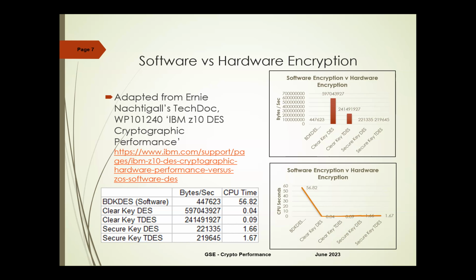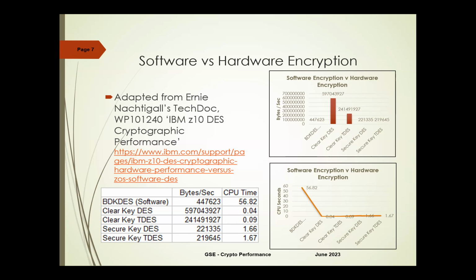And when he did that using the hardware, he went from 500,000 bytes a second to almost 600 million bytes a second. Tremendous improvement. And the CPU usage dropped from a CPU minute to almost nothing. It only took a couple of instructions to encrypt that full file.